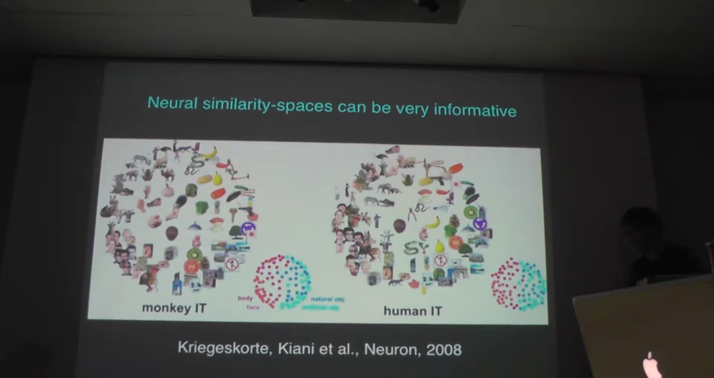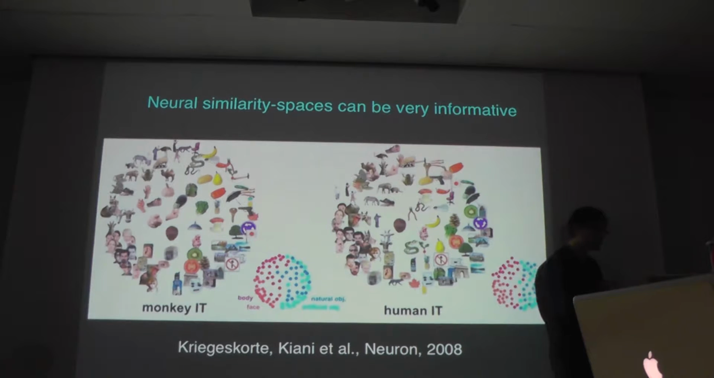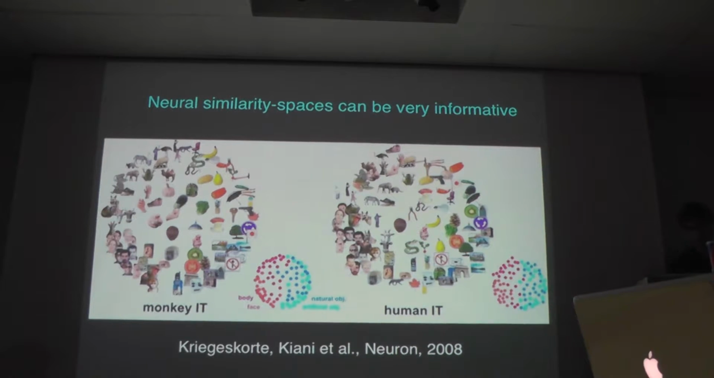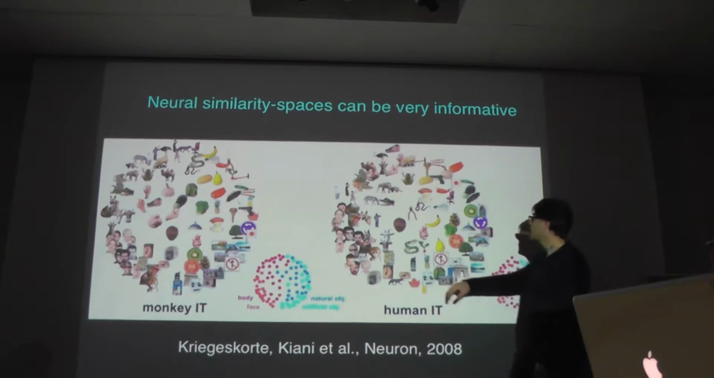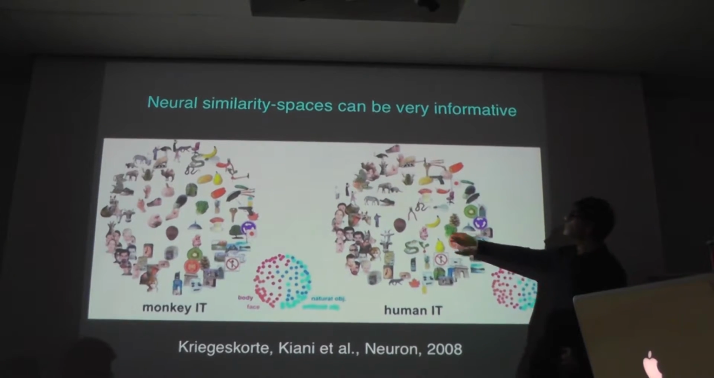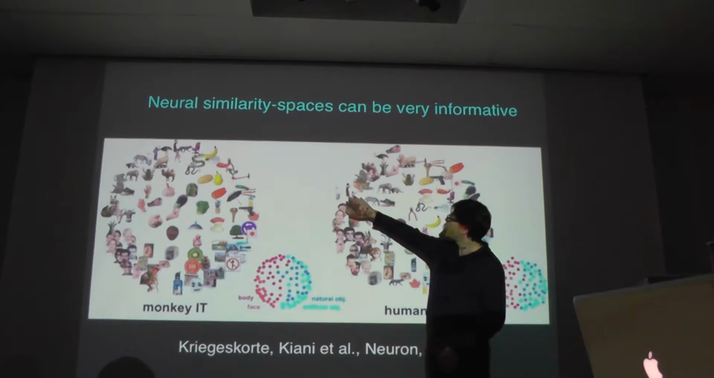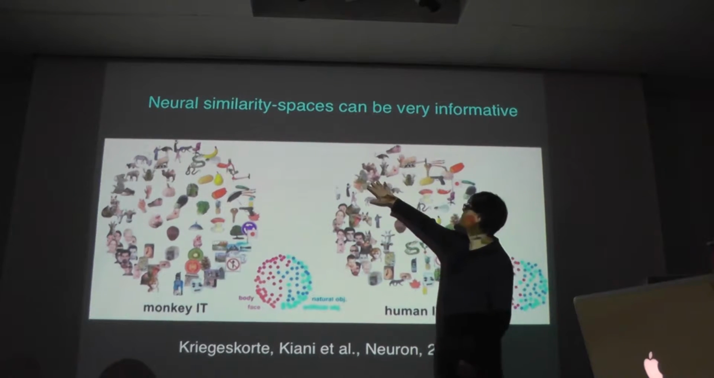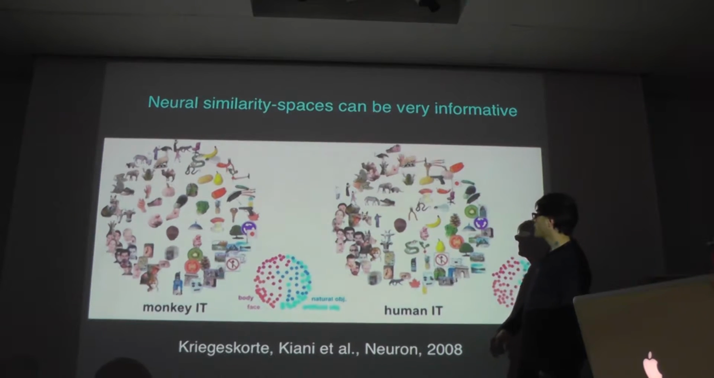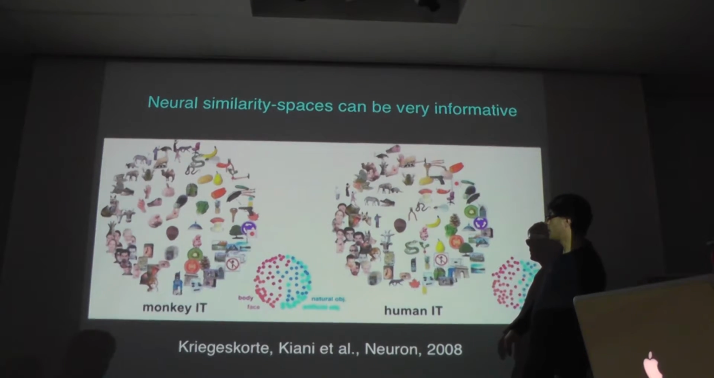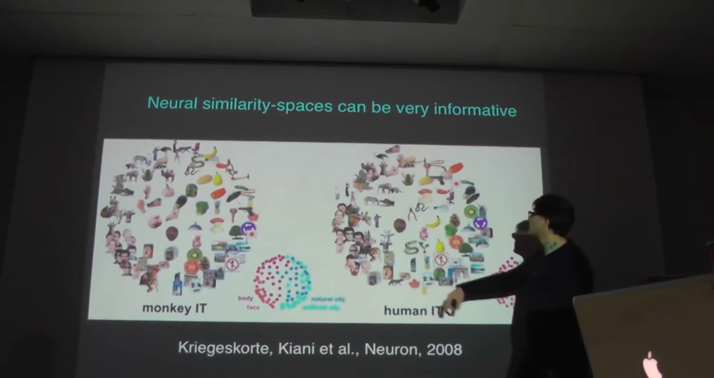What Kriegeskorte, Kiani, and colleagues did was they took a bunch of different pictures of different types of classes. Some of them are faces, some of them are body parts, things like hands and arms. Some of them are entire human figures. Some of them are pictures of animals like an elephant, frog, monkey. Some of them are faces of different animals, like a lion face and a baboon face here.